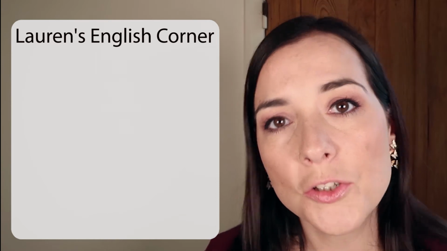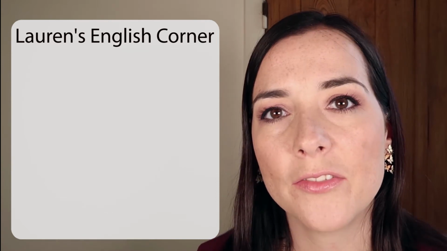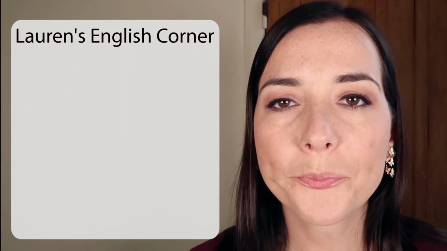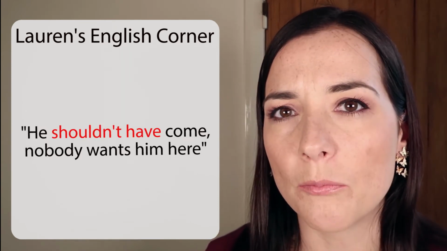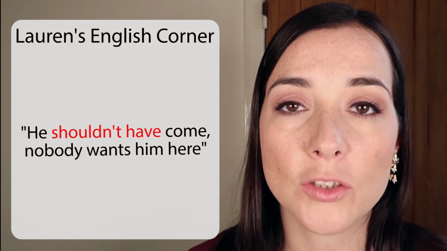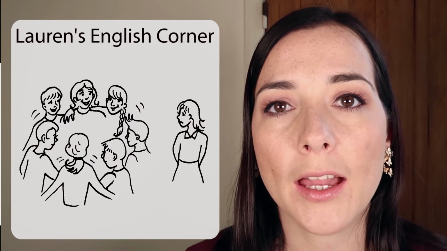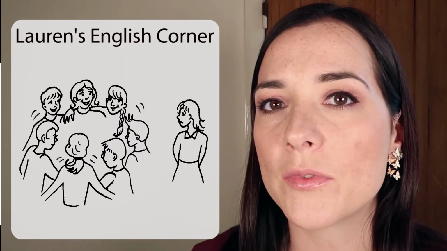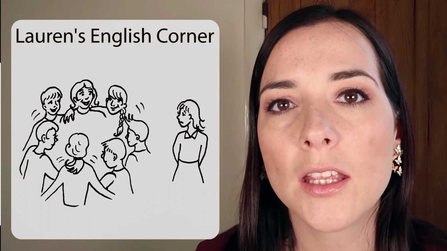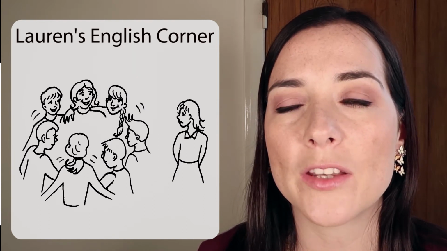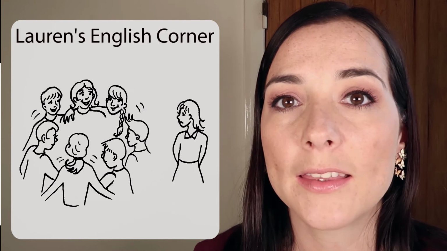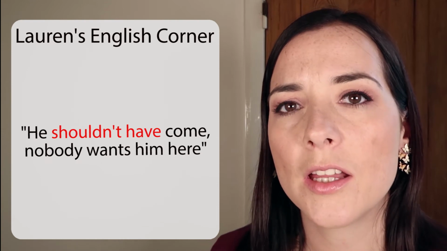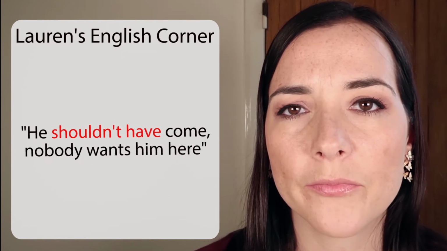The negative here, shouldn't have. We could also use this. For example, he shouldn't have come. Nobody wants him here. This could be an example of somebody who perhaps has upset a lot of people. Nobody likes this person, but they've come to a party or they've arrived to somewhere where there's lots of people that don't want to see or talk to them. Other people might say about that person, he shouldn't have come. Nobody wants him here.